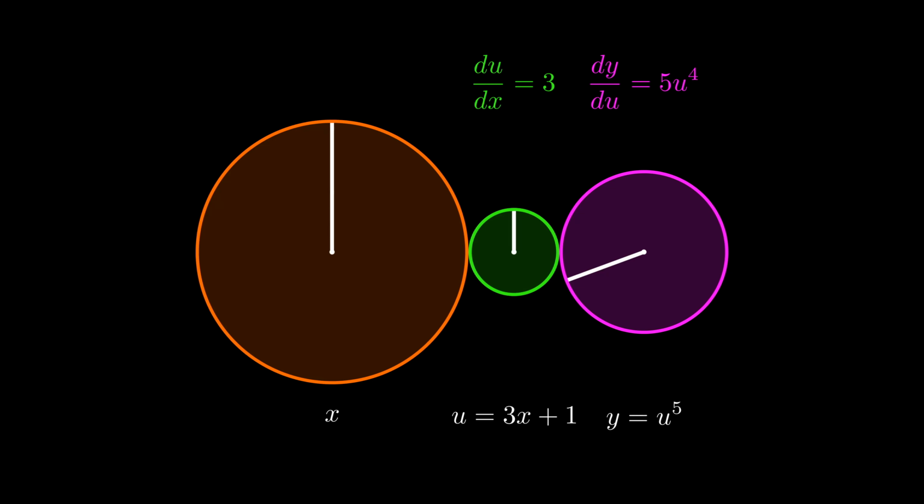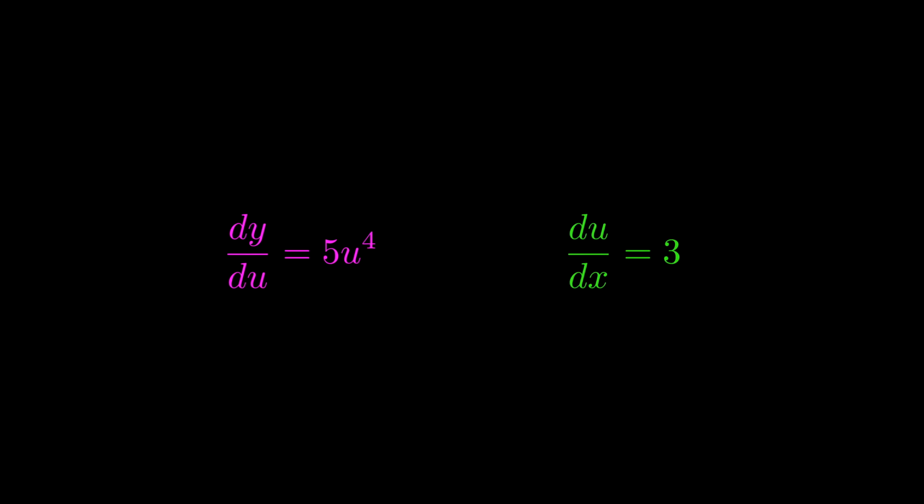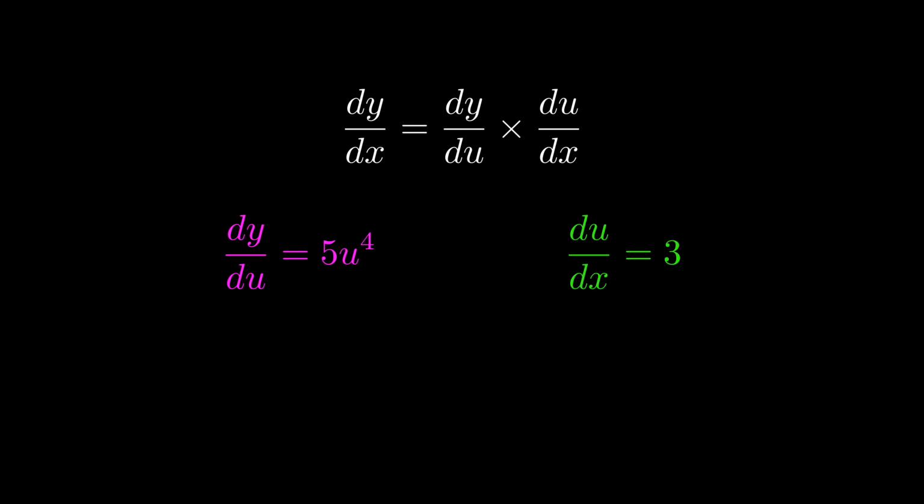But remember, dy/du describes y's rate for a single spin of the u cog. What we really want is dy/dx, y's rate for a single spin of the x cog. And for every one spin of x, u spins 3 times. So we have to multiply our dy/du by the 3 in order to take into account the fact that it's spinning 3 times rather than just 1. And that logic is exactly why we multiply the rates of these functions, just like the gears in the initial intuition building phase of this explanation.